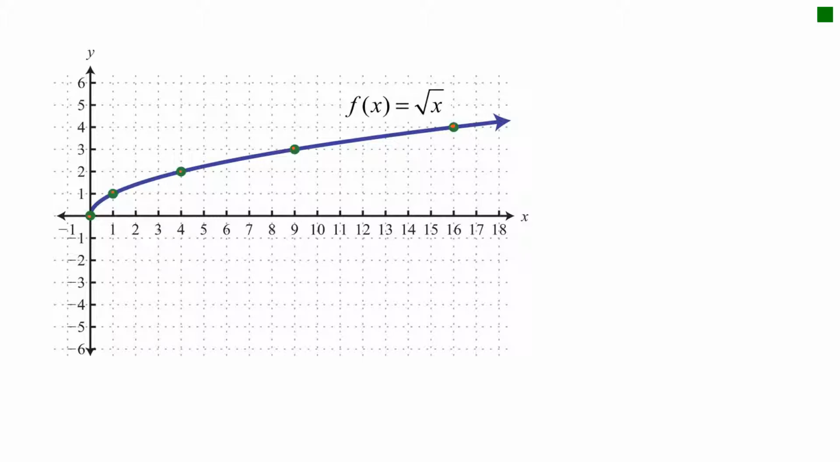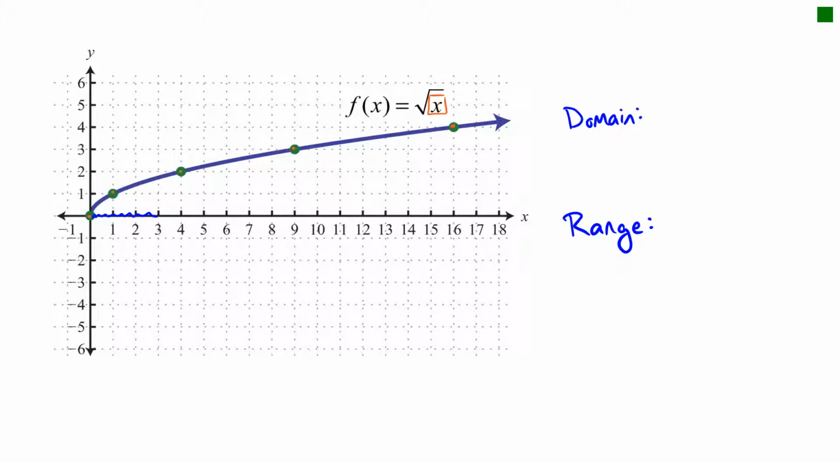And what I want to note is the domain and the range. So the domain is all the possible x values. And as we saw previously, for a radical function, what's underneath the radical needs to be non-negative. So in this case, x needs to be greater than or equal to 0. So we can see that from the graph here.